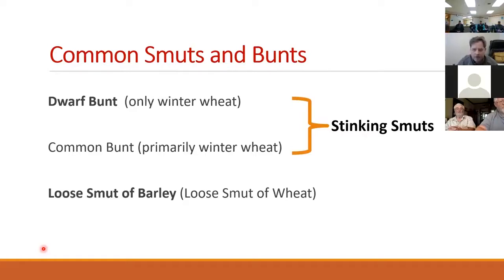Sometimes people will also get common bunt. Dwarf bunt and common bunt are also referred to as stinking smuts, because if you have them in your field, they will impart a rotten fish smell to your grain. So that's not so good when you're going to the elevator, and you can smell it quite a ways away. I have a small 4 by 10 foot plot a couple hundred yards away, and when we're harvesting it, I can smell it from across the section. So it's pretty potent stuff.